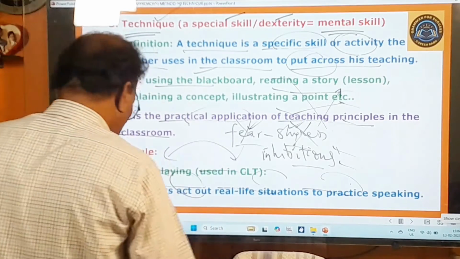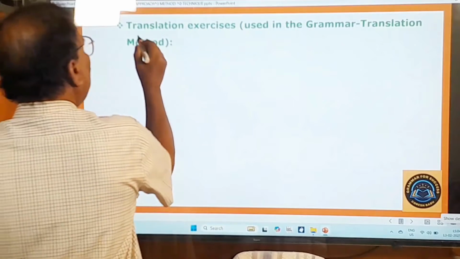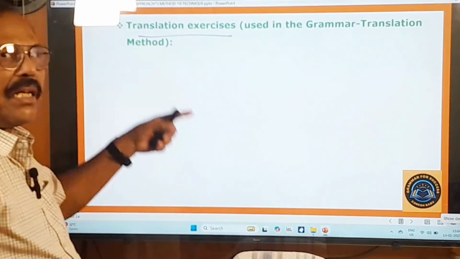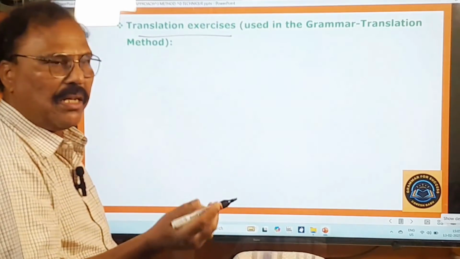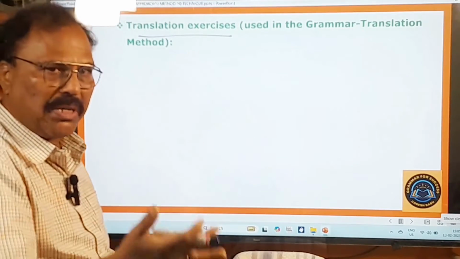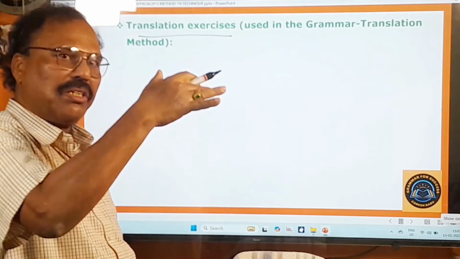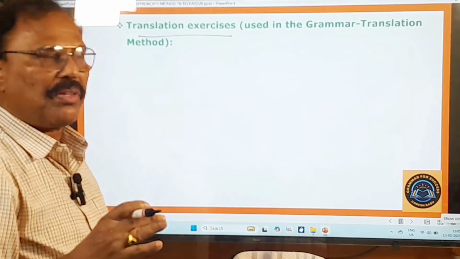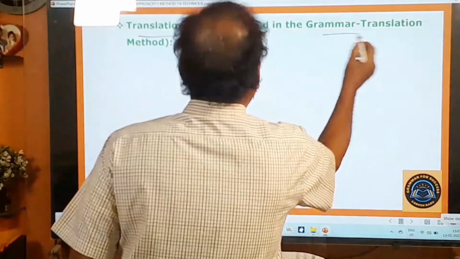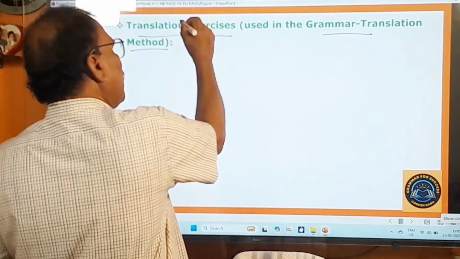And now let's move on to other things. Translation exercises. This is yet another technique. If you can translate some sentences into your mother tongue, or from mother tongue to English, the target language, that will be really wonderful. That's also beautiful. It is used in the grammar translation method. In this method, this is a beautiful technique.